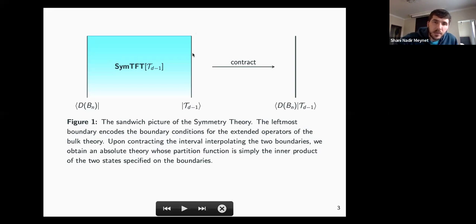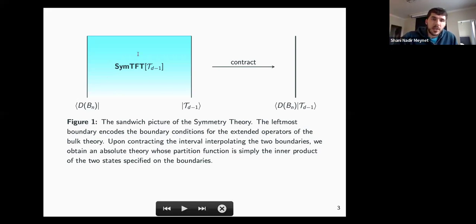This slice of the sandwich will represent, in a sense, my Lagrangian, my relative theory, the algebra that I'm picking, whereas the topological boundary condition on the other side of the sandwich will represent which global variant of my quantum field theory I'm considering.